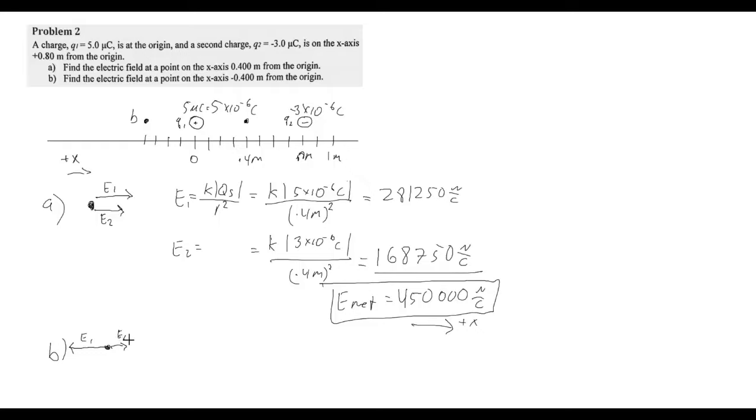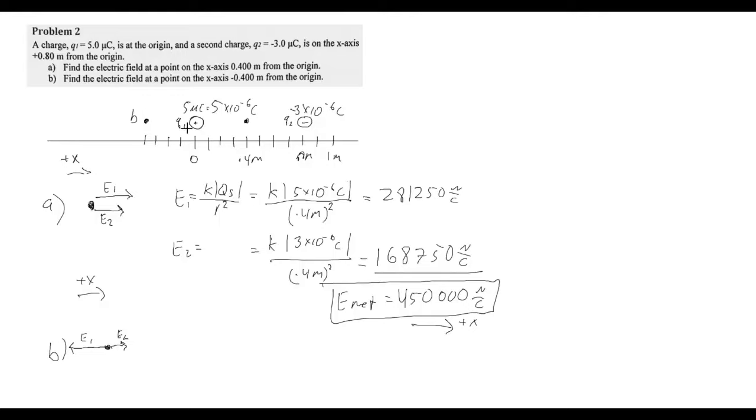So this is going to be E2. This time when we set it up, we'll make sure that this is still the positive x direction. Now E2 is going to be positive, but because E1 is pointing in the negative x direction, we'll make E1 negative. So when we do this, we do the same process here. We plug it into this equation.